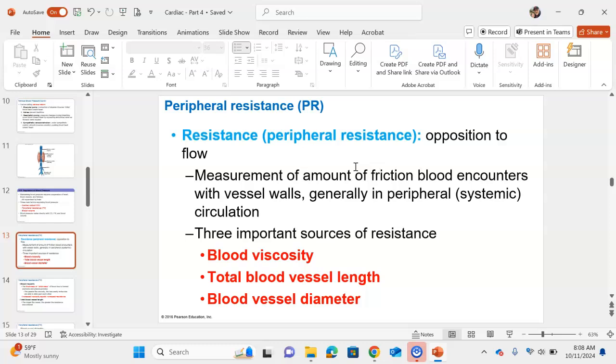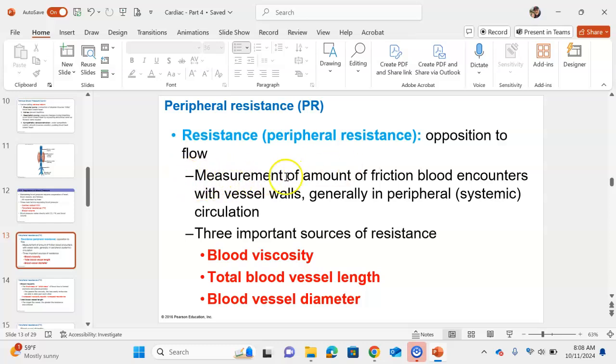So if blood has an easier time flowing through our vessels, there's less resisting it, less restricting the flow of blood, so we would say that resistance is lower. If blood is having a more difficult time flowing through the vessel, we would say resistance is higher. So opposing the flow of blood, making it more difficult for blood to flow through vessels, that's what resistance is.